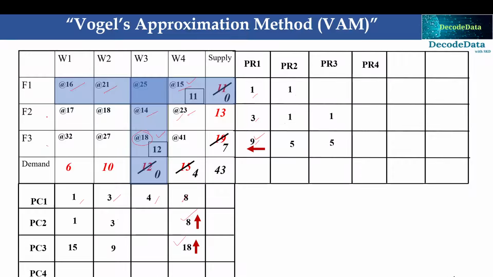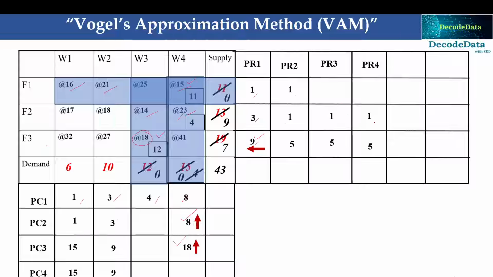Now factory 2 has a supply of 13 and warehouse 4 has a demand of only 4. So we'll give 4. This will become 9 and this will become 0. So this is over, right? Now we have only this particular cell, right? So we'll calculate 15, 9, 1 and 5.